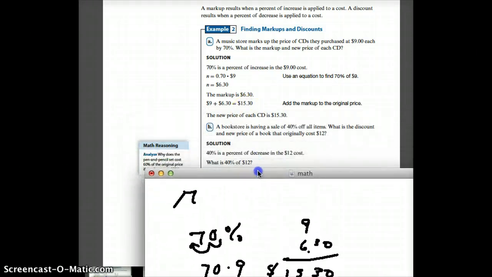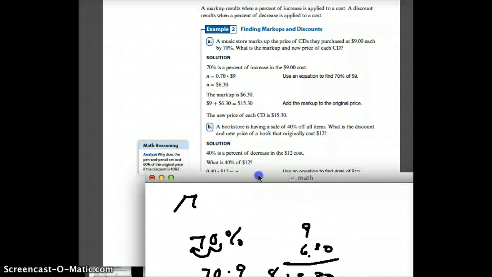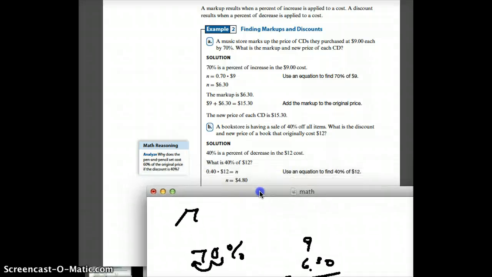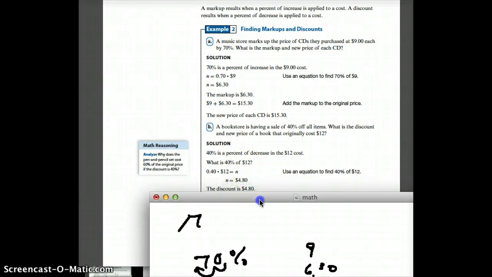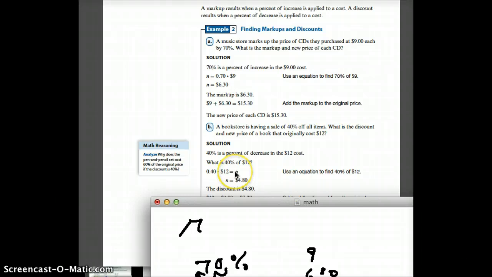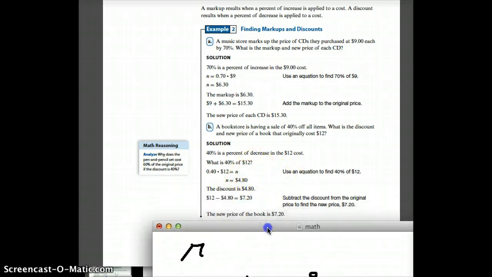Okay. A bookstore is having a sale of 40% off all items. What is the discount and new price of a book that originally cost $12? So here we have 40% off the items. So you would do 40% times 12. Again, you would change 40% into a decimal and multiply that by 12. That would give you $4.80. That's the discount. Subtract that from the original price. The original price is $12, and you would get $7.20.